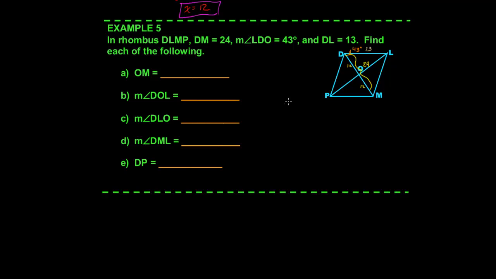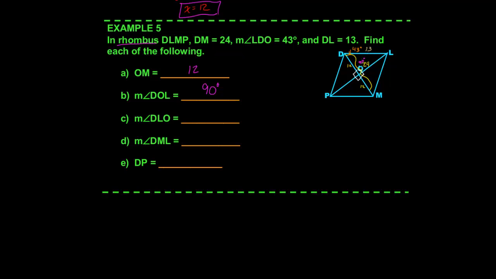Find each of the following. OM. Hey, we already wrote that down. OM. Done. We wrote that down already. DOL. Well, this is a rhombus. So, what do we know about all of these interiors? You can draw the diamond around it. If you draw the diamond, that means angle DOL equals 90 degrees. So we have a 90 degrees right here.